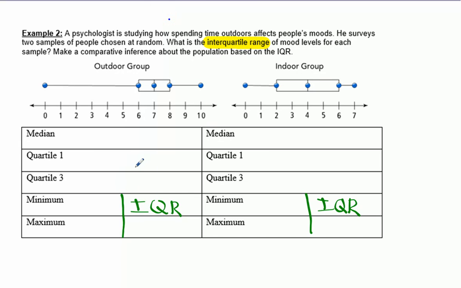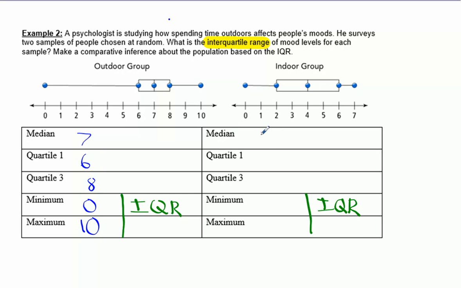All right. So if you pause the video, you're back. Hopefully you're ready to go over these. Start in order. The median is 7. Quartile 1 was 6. Quartile 3 is 8. Minimum here is 0, and the maximum is 10.